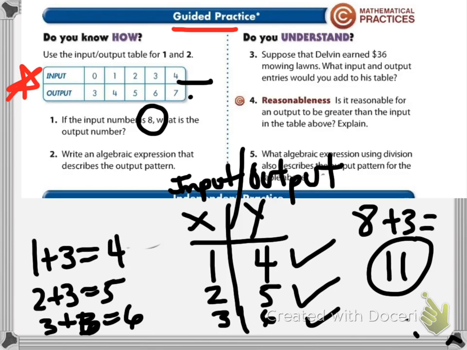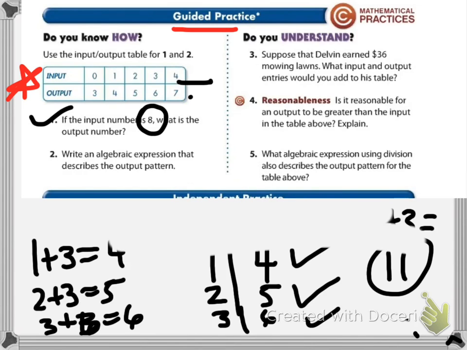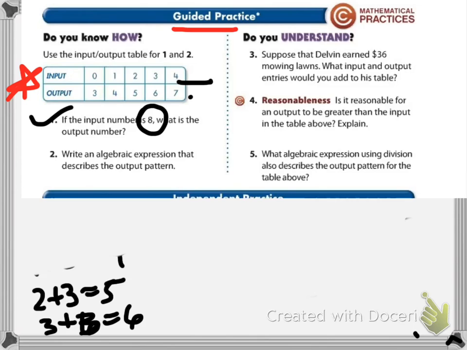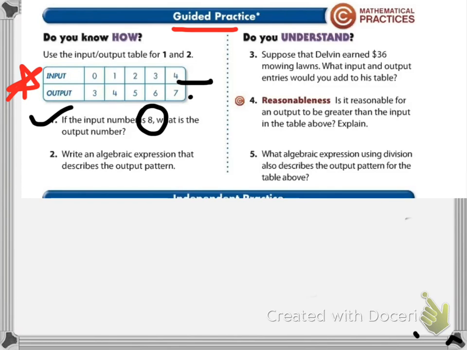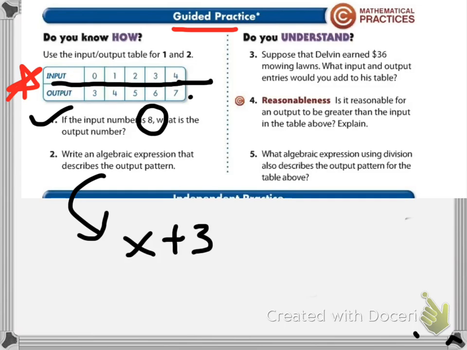Now we have to write number 2, which says, write an algebraic expression that describes this pattern. So we can call x for input, remember? So our pattern is going to be, let me erase all this so it's not all over the place. So the expression is going to be x plus 3, okay? Because all we did was add 3 to the input to be able to get the output. So your expression is, no, we don't need an equal sign, just x plus 3 for number 2.